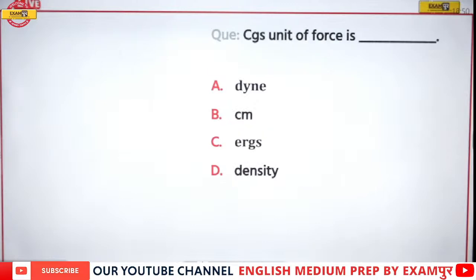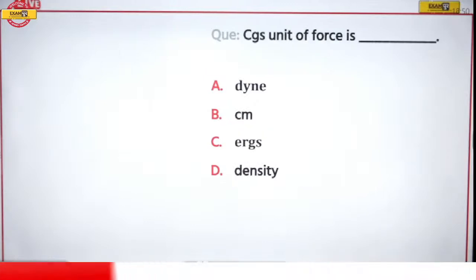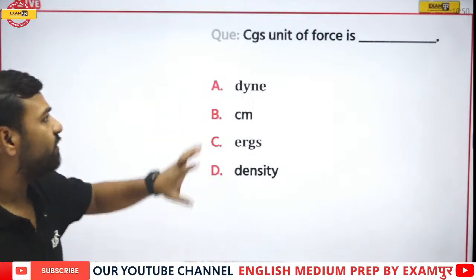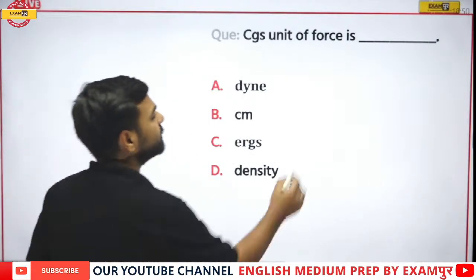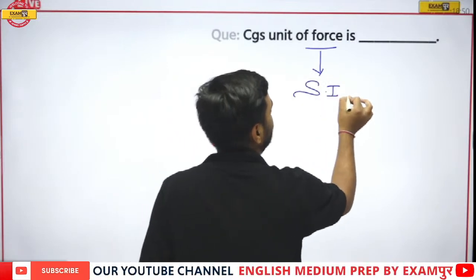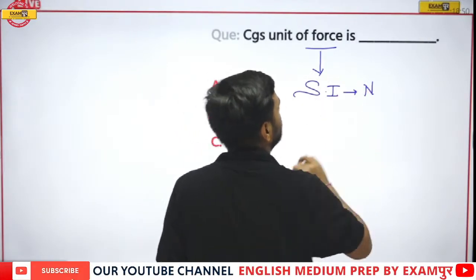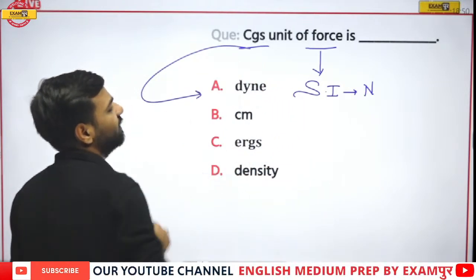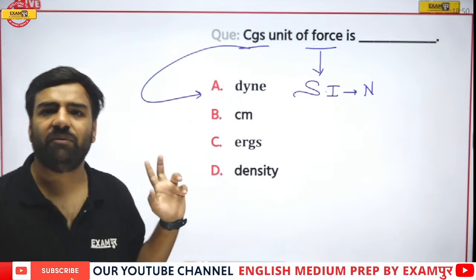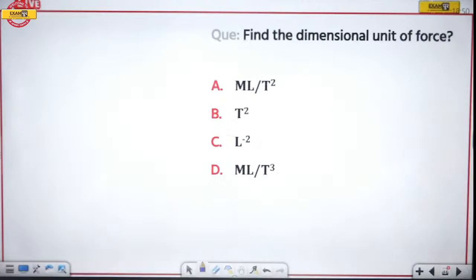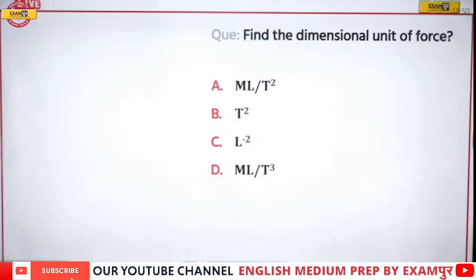So there's a next question with the same part. CGS unit of force is what? We had the discussion here, correct? If I talk about force, then the SI unit of force is Newton. But if I talk about the CGS unit, then the CGS unit of force is dyne. So here option number A will be correct. That is, dyne is the correct answer, option number A.